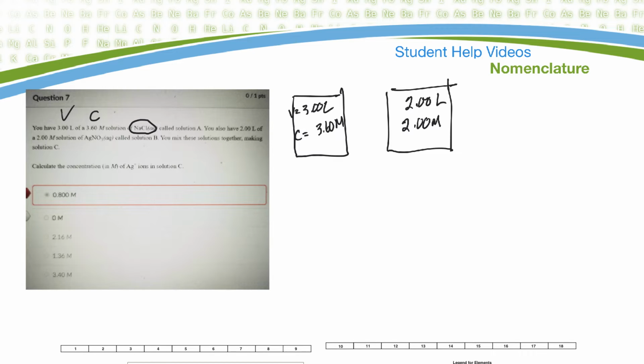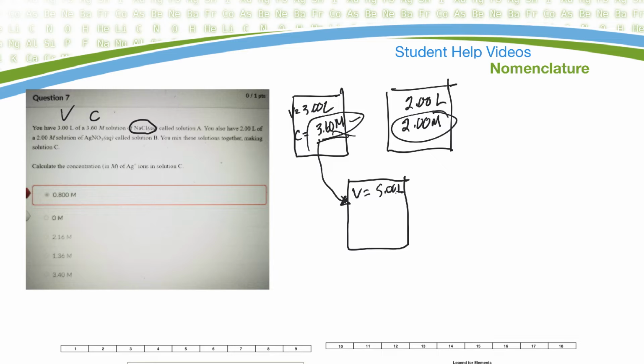Okay, so let's dump them all together. Now, when I dump them together, yeah, the new volume is going to be 5 liters, but the concentrations are all out because right now I've got 3.6 moles for every liter, but suddenly now I've got extra liters. So this concentration and this concentration have to change.